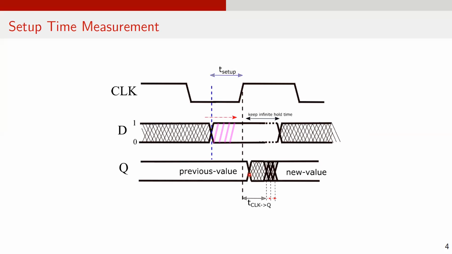Once nominal clock to Q delay is computed, we keep moving the data D closer to the active edge of the clock. And subsequently, we measure clock to Q delay for each shifted version of input D. We then find the shifted version of input D where the clock to Q degrades by 10%, or in simple words, where the clock to Q is increased by 10% compared to the nominal delay. The difference of transition time between 50% of input D to 50% of the clock active edge is the setup time of the flop.